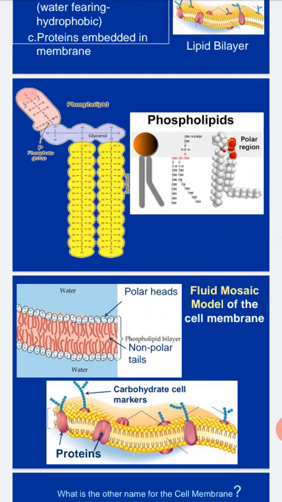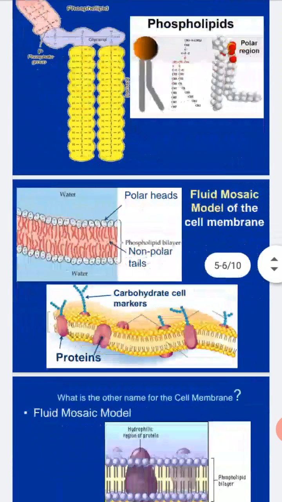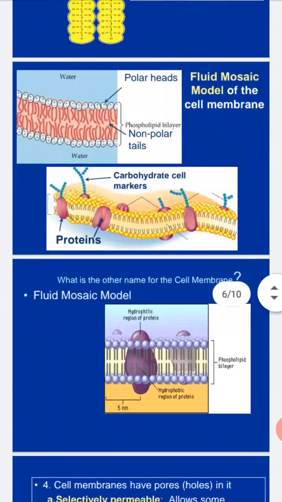Two layers of phospholipids, the round structure is polar, and then you can see the proteins embedded and the carbohydrate markers are there in the diagram. This is a beautiful diagram of the fluid mosaic model.